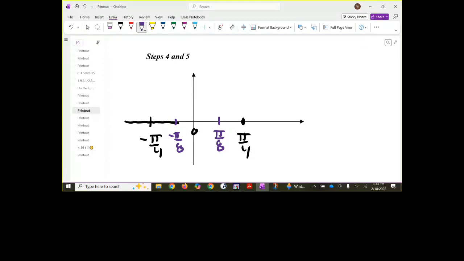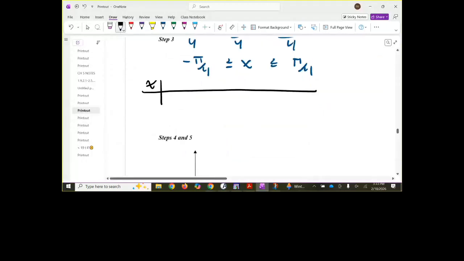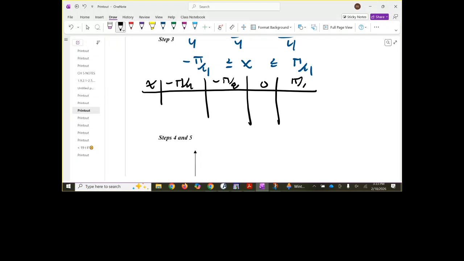Look, y'all, we're going to come back here now. We're going to make our table, x. So we had negative pi over 4, negative pi over 8, 0, pi over 8, pi over 4.